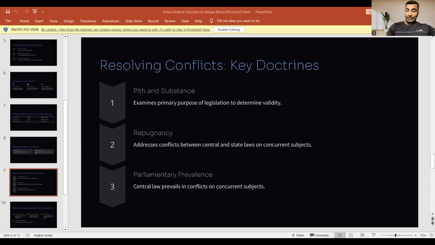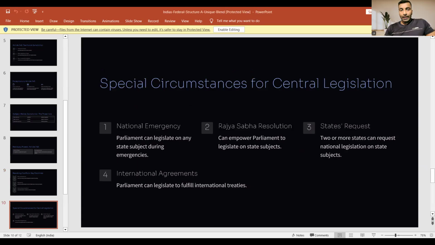Now let's also look at some special circumstances. Guys, under normal circumstances, the division of subjects in the 7th Schedule is respected. But in special circumstances, Parliament can legislate on the state list also. So we discussed that Parliament can legislate on the union list. Parliament and state can legislate on the concurrent list. State can legislate on the state list. But there are special circumstances which we are going to discuss now. In those circumstances, Parliament can legislate on the state list.